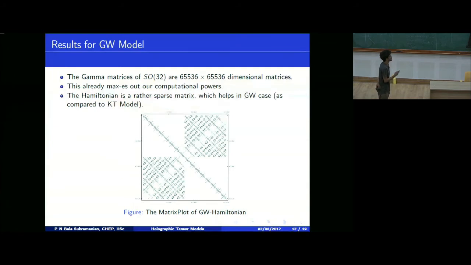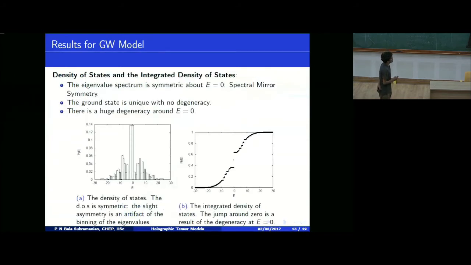From this, we can explicitly diagonalize the Hamiltonian and find the full set of eigenvalues. We find that the eigenvalue spectrum is symmetric about E equals 0, which means you have a spectral mirror symmetry. The ground state is unique with no degeneracy. By ground state I mean the smallest eigenvalue, the most negative eigenvalue. And there is a huge degeneracy at E equals 0.